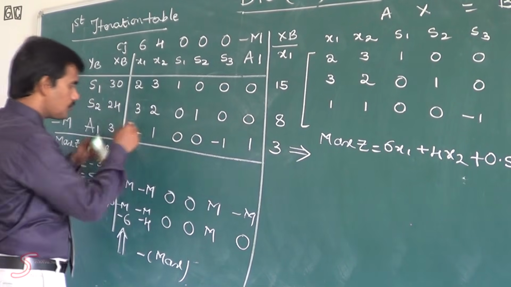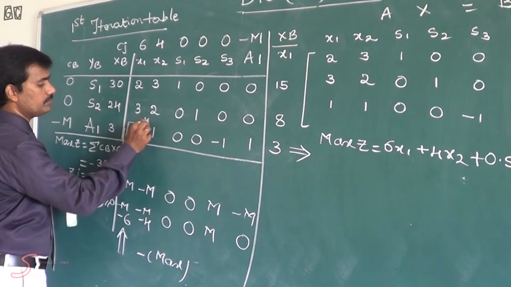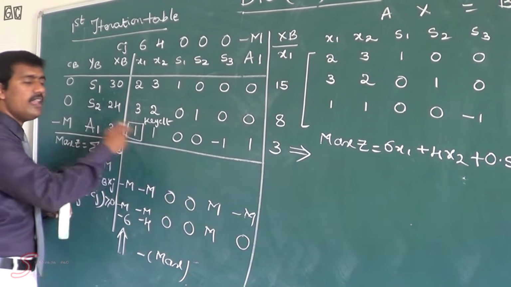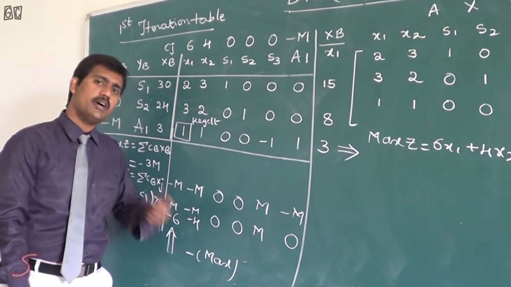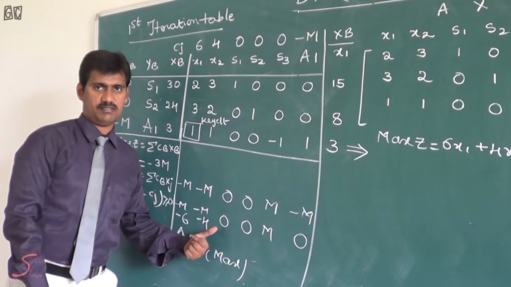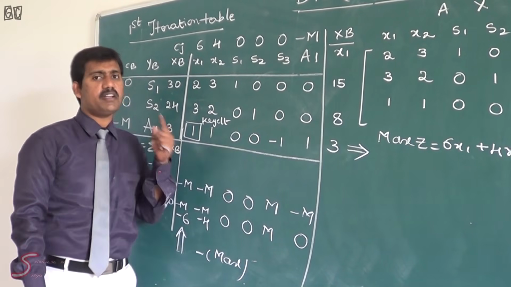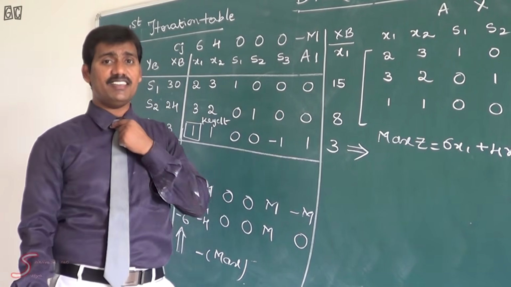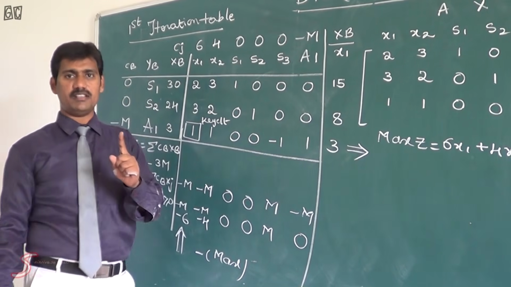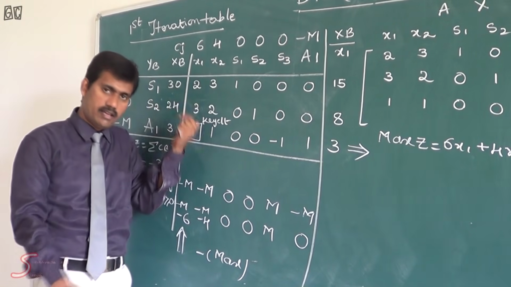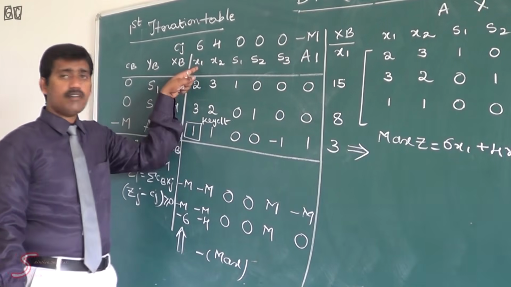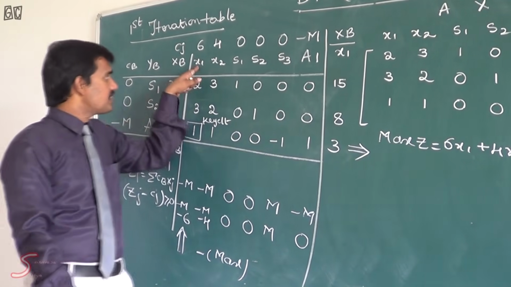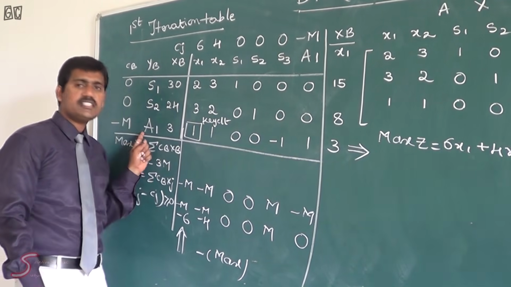If you combine these two, one is the key element. Because of this key element only, the condition is not satisfied. Now we have to make this key element unity by dividing it. Luckily, the key element is already unity, so it is not required to divide again. In the second iteration table, x1 is the incoming vector and a1 is the outgoing vector.